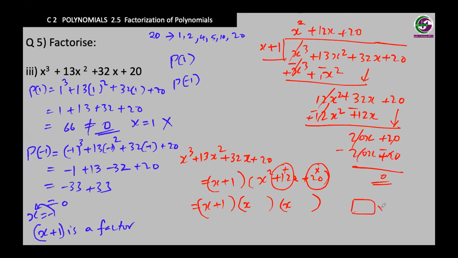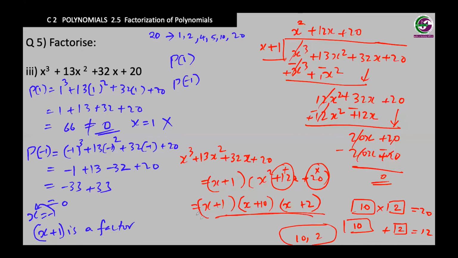So two numbers that on multiplication give you 20, and on addition give you positive 12. 10 and 2, great. 10 times 2 is 20, 10 plus 2 is 12. So the numbers are plus 10 and plus 2. Great. So when you factorize a polynomial with power 3, we get x plus 1, x plus 10, and x plus 2 in 3 brackets on factorization.